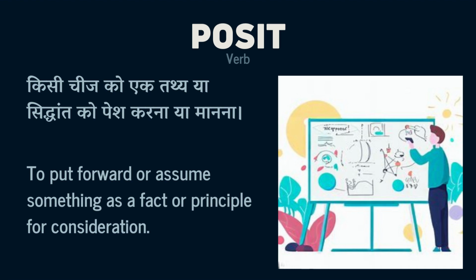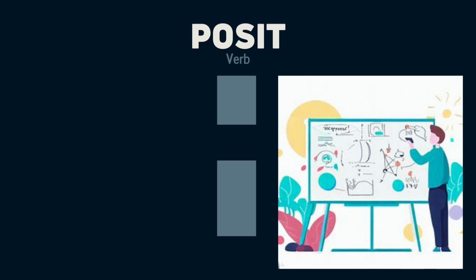Now let's talk about posit. This is a verb that means to put forward or assume something as a fact or principle for consideration. यानी किसी चीज को एक तथ्य या सिद्धांत के रूप में पेश करना या मानना. So, when you posit an idea or hypothesis, you're presenting it as a possibility दूसरों के द्वारा सोचने के लिए.